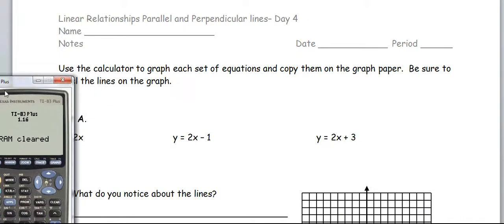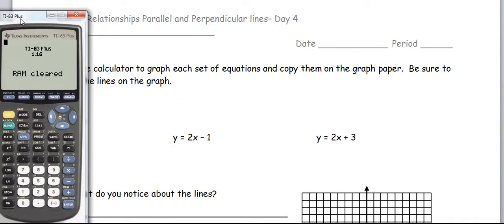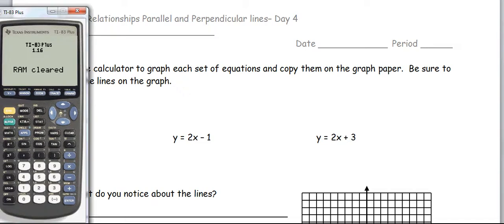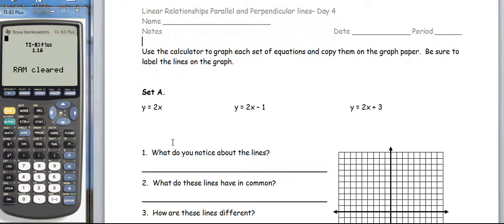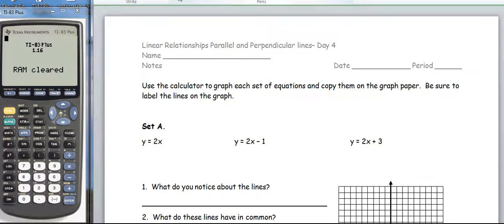All right. Well, today what we're going to do is a little graphing and come to some conclusions based on the graphs that we make. What I would like for you to do is, for each of these equations, y equals 2x, go ahead and make a table. You know how to do this, so I'm going to have you use your calculator.